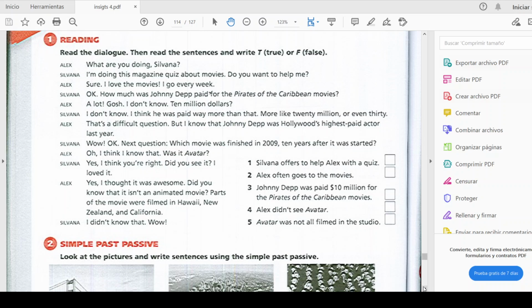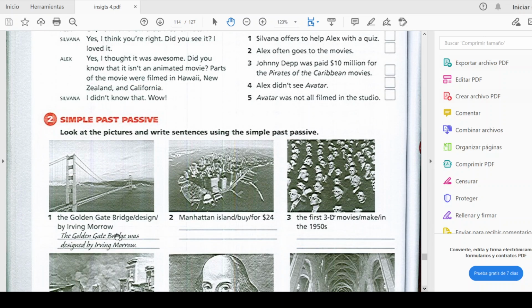Also, we have exercise number 2. Look at the pictures and write sentences using the simple past passive voice. So you are going to follow the first example. As you can see, using the picture, important. The Golden Gate Bridge, designed by Irving Morrow. Okay, the Golden Gate Bridge, remember, we must use simple past passive voice, was designed by Irving Morrow.